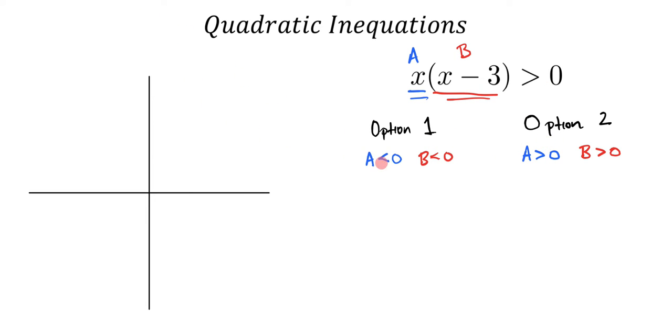Now I could do a bit more exploring. If A is less than 0, well, my A is my x, so x would be less than 0. And if B is less than 0, then that would mean x minus 3 is less than 0. And I could do some rearranging.